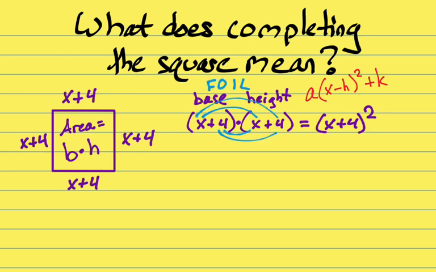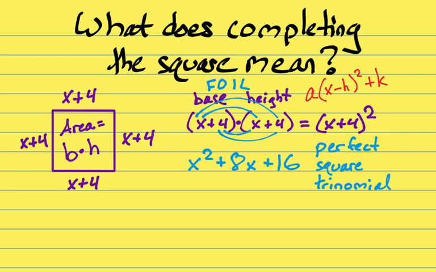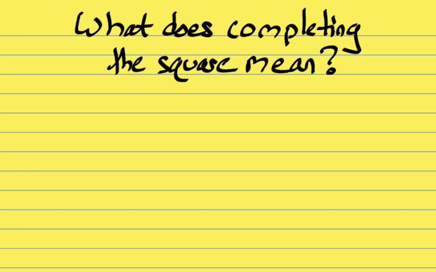Now, when you multiply these binomials together using FOIL, you're going to get the following expression, which is called a perfect square trinomial. We know this because 16 is a perfect square. So again, what does completing the square mean?